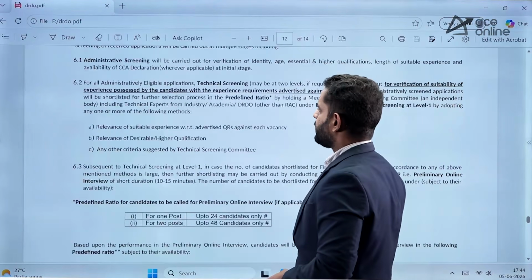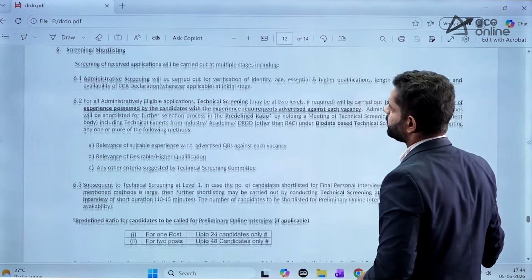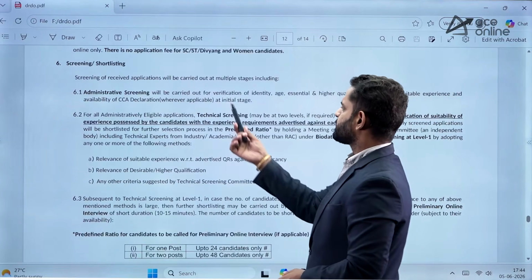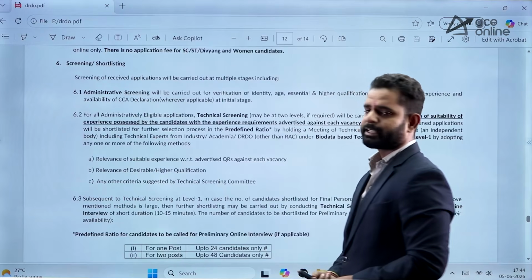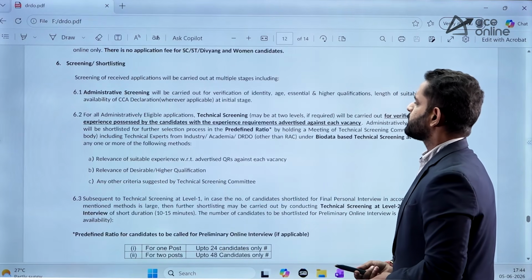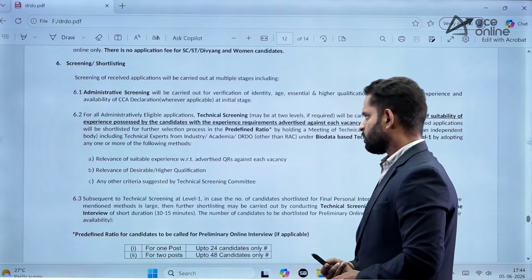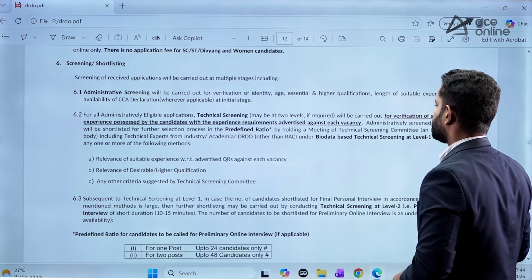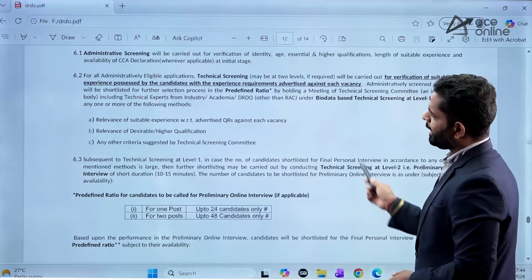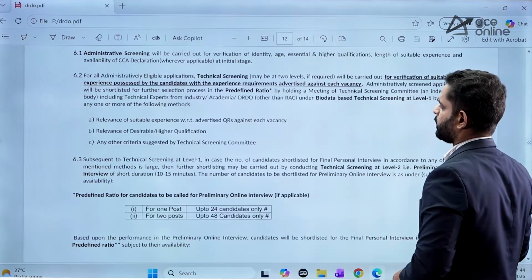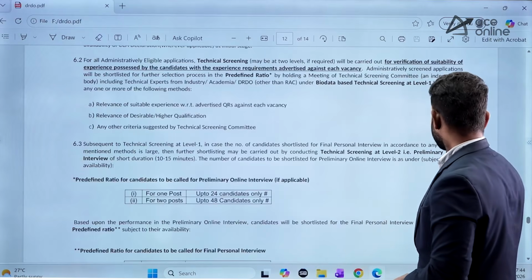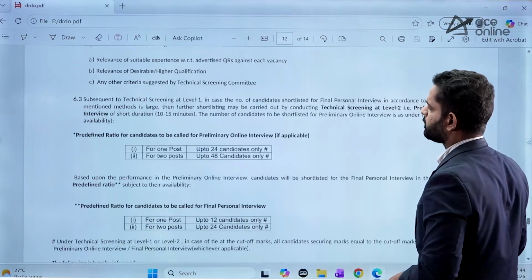Okay, and here it is mentioned screening or shortlisting. Screening of received applications will be carried out at multiple stages, including first administrative screening and second technical screening. And as per the biodata-based technical screening at level 1, by adopting one or more of the following methods. Here it is given for your technical screening.